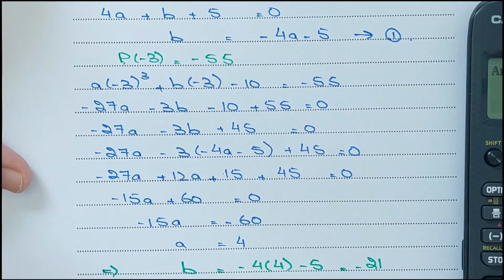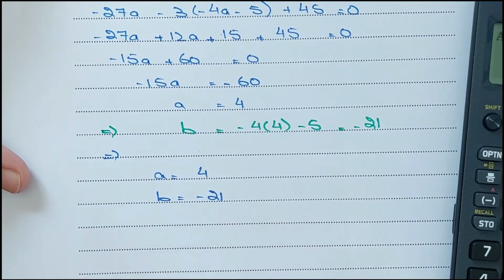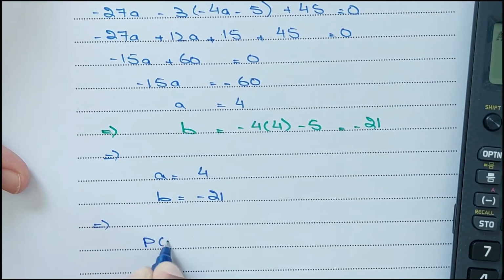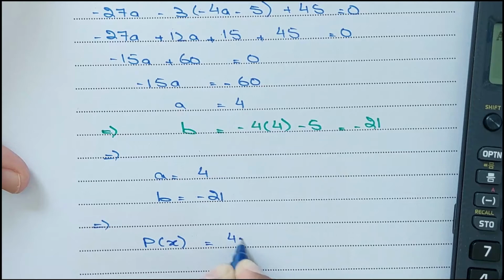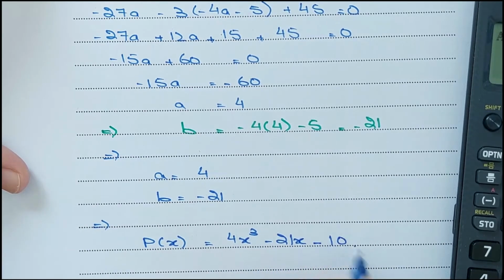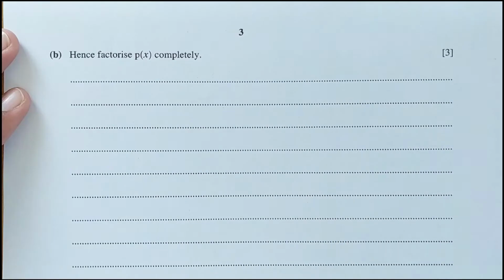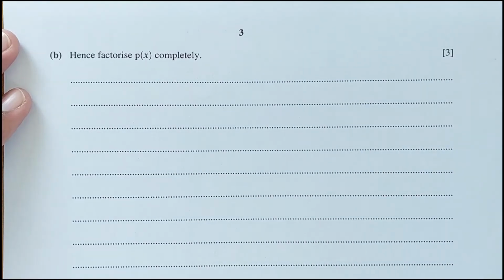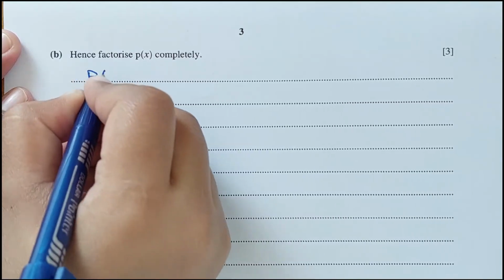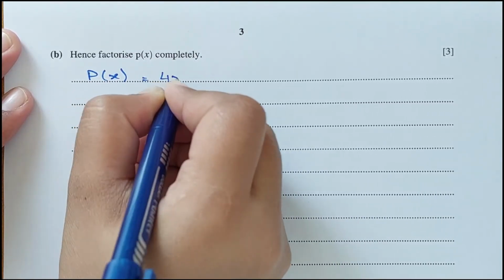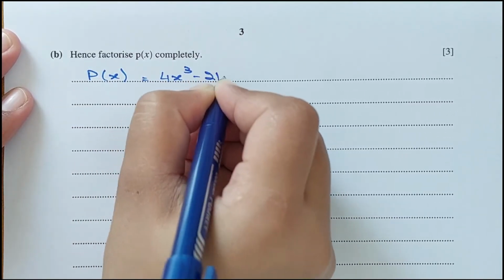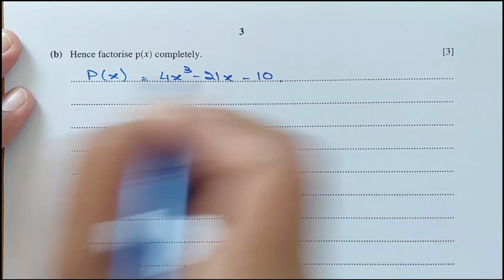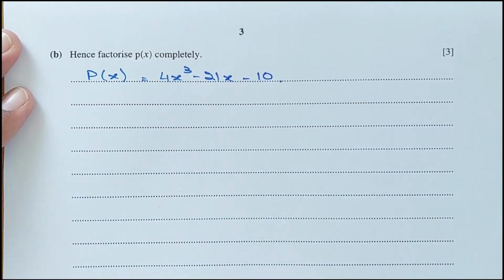All right. So from here we can say a is 4 and b is negative 21. Let me write down the polynomial now. So p of x is ax cubed plus bx minus 10. This is the polynomial. Now for part B, hence factorize p of x completely. So we have given p of x, which is 4x cubed minus 21x minus 10. And we have been given the information that x plus 2 is a factor.